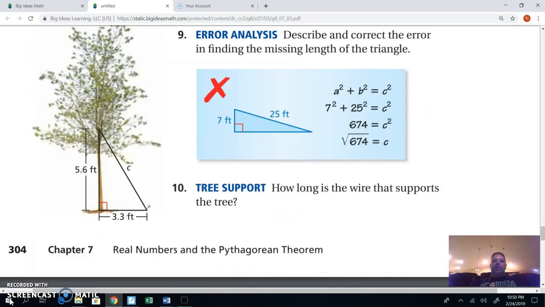Here is problem 10 on the tree support. How long is the wire that supports this tree? They are looking for C in this case. Again, I see a right triangle here. This is what we're looking for, C. Please pause the video while students do this.